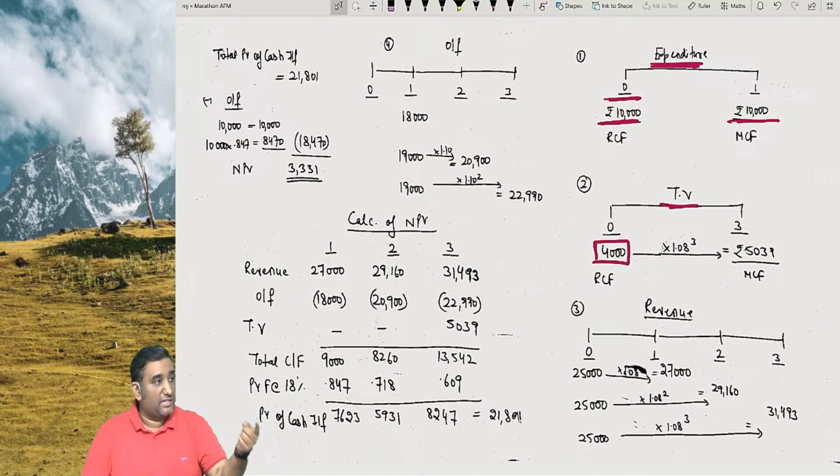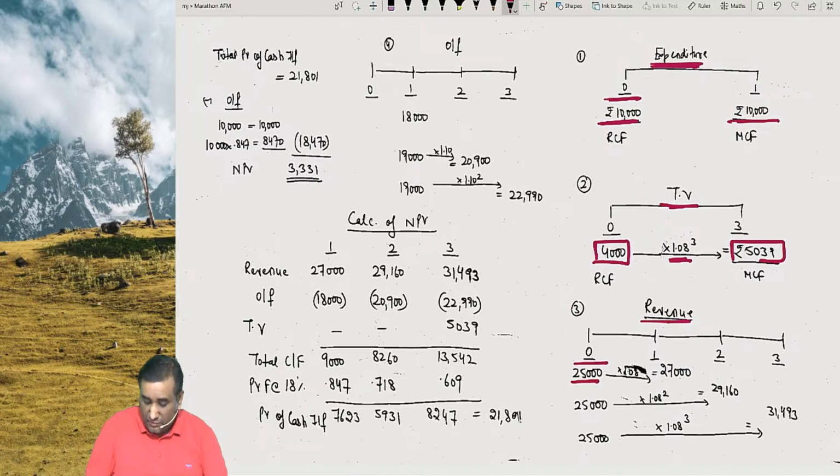How many years of inflation will I add to convert into money? 3 years. And terminal value is the inflow value or outflow value? Inflow. Inflow would be added at what rate of inflation? 8%. 8% for 3 years. It will become money term. Then look at the revenue. Revenue was standing in what period? 25,000, 25,000, 25,000. If you add 1 year of inflation, it will become 1 year revenue.